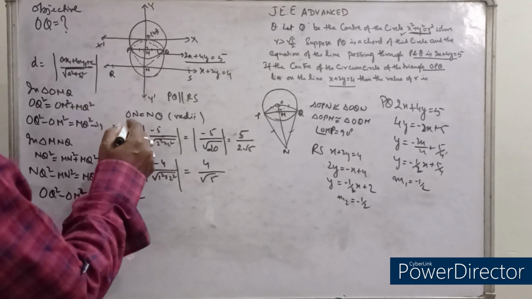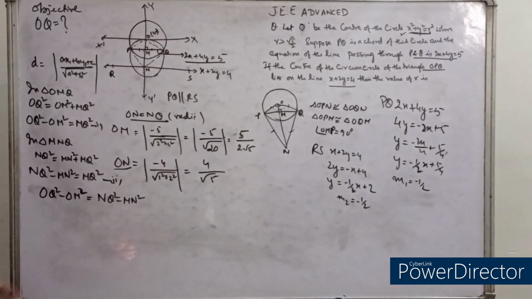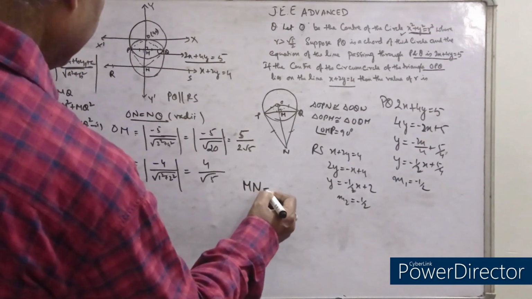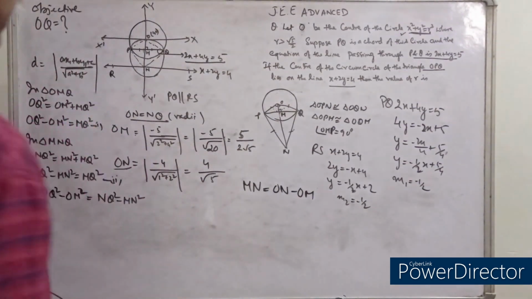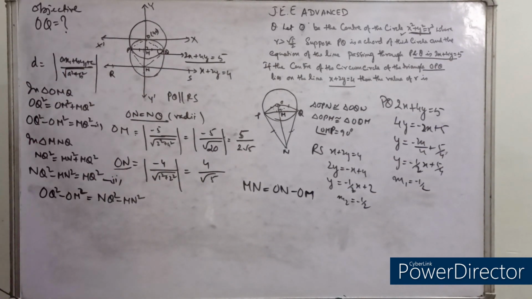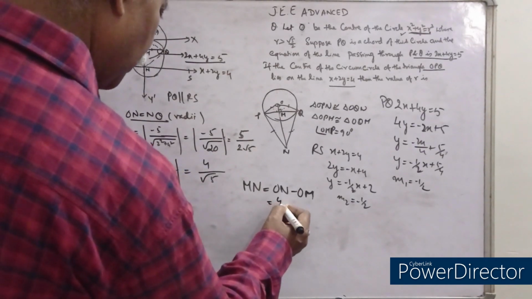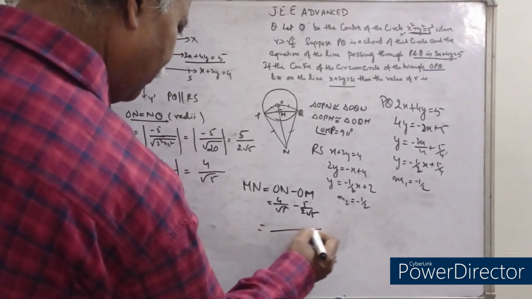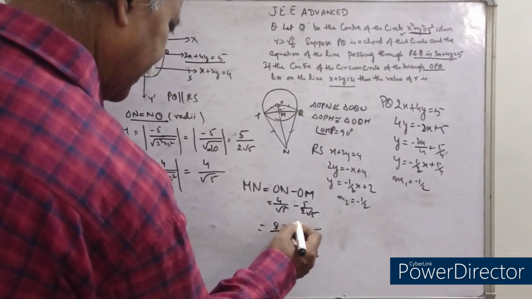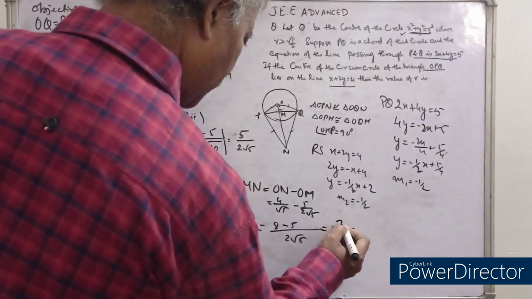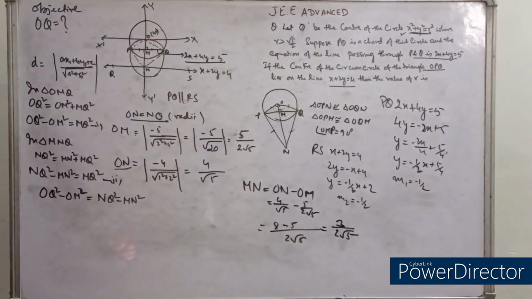So here we know that ON is equal to OQ. Now the only thing I have to find here is MN. So to find MN, if you subtract OM from ON, this will be MN. So here your ON is how much? 4 by root 5, minus 5 by 2 root 5. So your LCM will be 2 root 5, so 8 minus 5, that will be 3. This will be 3 by 2 root 5. So your MN comes out to be 3 by 2 root 5.